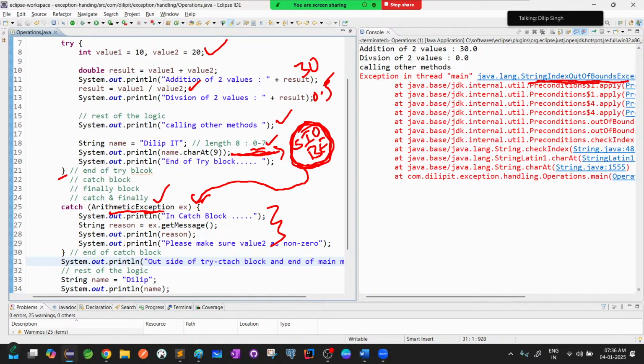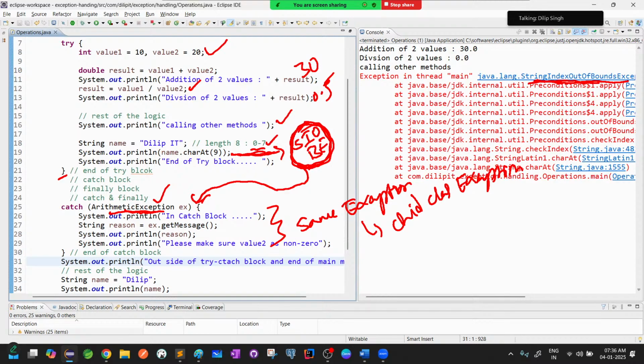In general, whatever exception you define in the catch block, it will handle the same exception or child class exceptions. If any exception occurs which is a child class of this exception class, then also it will execute the catch block. But in this case, you got a completely individual exception, called string index out of bounds exception. It is not a child of this exception, nor similar to arithmetic exception.